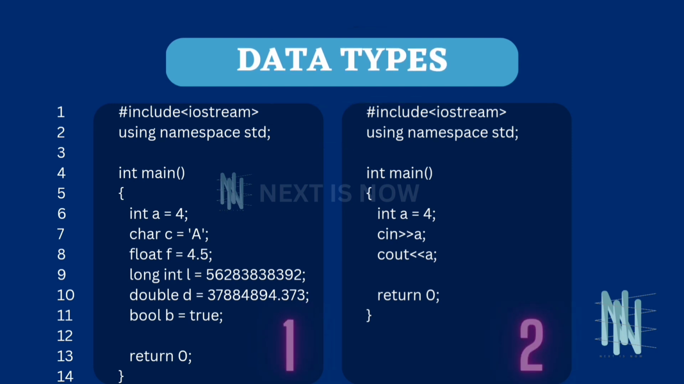Okay, now coming to the code, we can see here we had initialized integer type data as a, character as c, float as f, long int as l, double as t and bool as b. And in the second block you can see we had initialized the data. After that we are taking input, which will override the previous data, and we are providing the output of the same data.